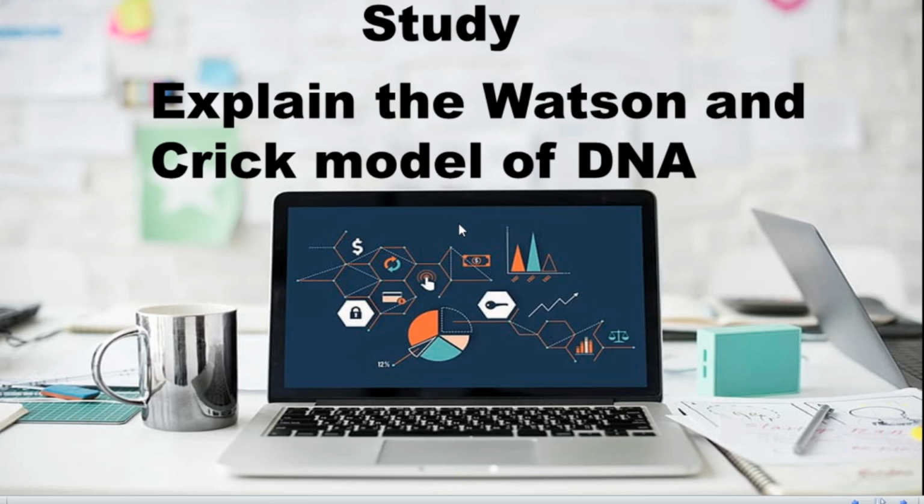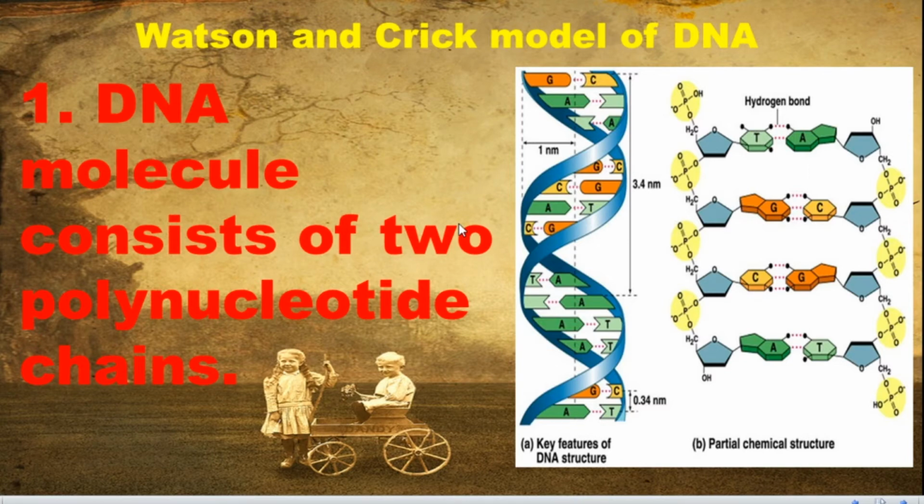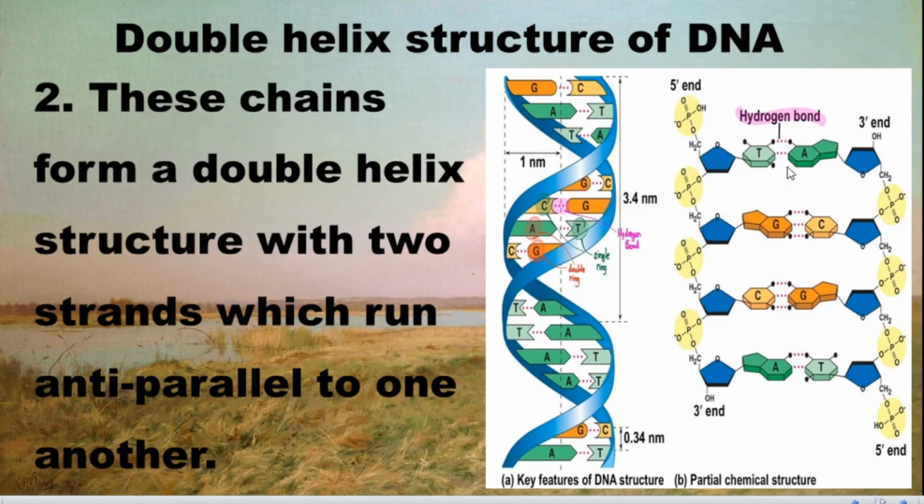First you have to say what the nucleotides are. So 2 nucleotide chains are present. One is this one, another one is this. Then you have to explain the double helical structure with the 2 strands. So they run in an anti-parallel shape. This is one, another one is this.